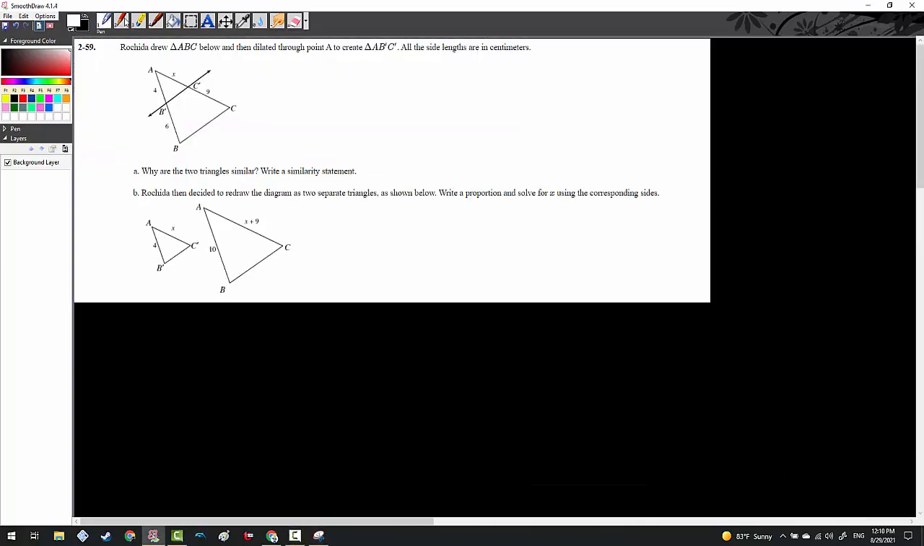And here we are with 2-59. It says Roshida drew triangle ABC, then dilated through point A to create A, B prime, C prime, and all the lengths are in centimeters. It asks, why are the two triangles similar?